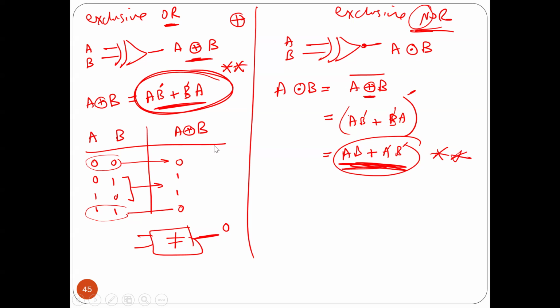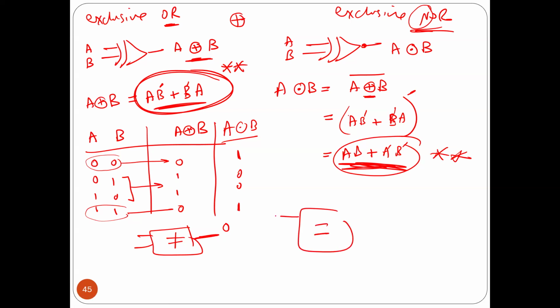Okay, what about the truth table? The truth table, because again, this gate is similar to this gate, but we just invert the output, okay? So the truth table will be exactly the same as this one here, but inverted, so it becomes 1, 0, 0, 1. That means this gate is like an equal gate, okay?